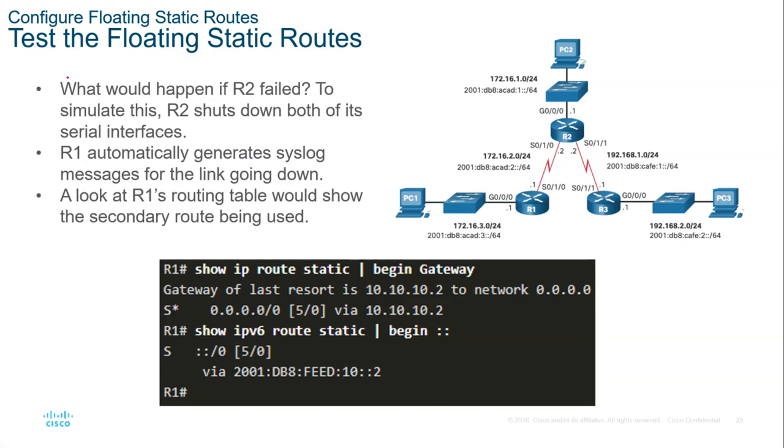Are you going to test what would happen if R2 failed? R2 is this. What would happen if R2 failed? Then automatically, yes, there is no link. R1 automatically generates a syslog message for the link going down. Then a look at R1's routing table would show the secondary route being used, as shown in between here.